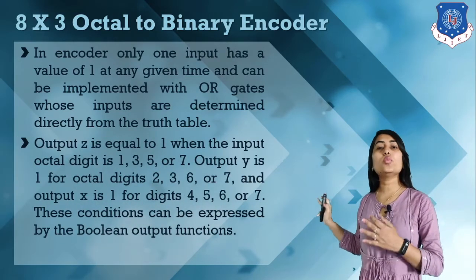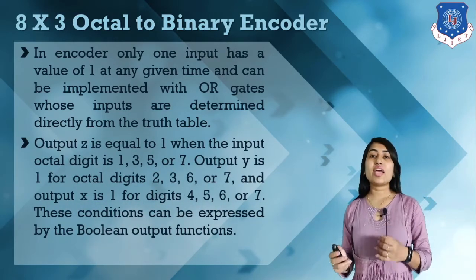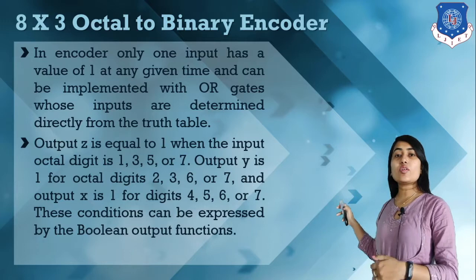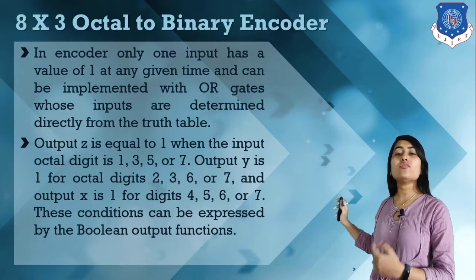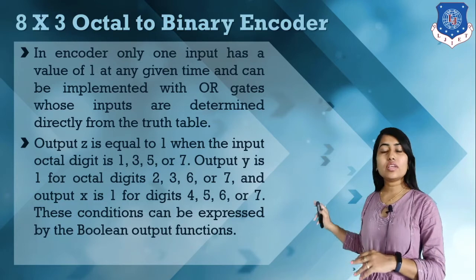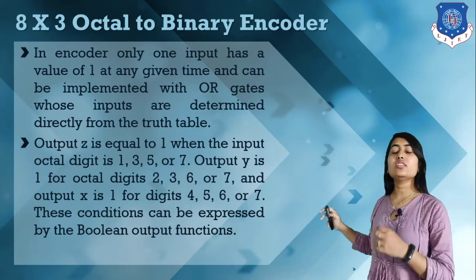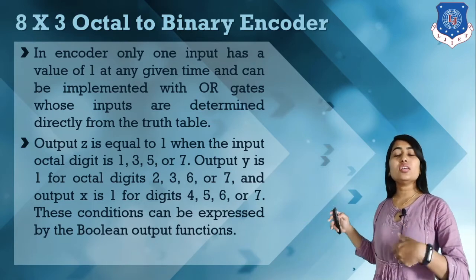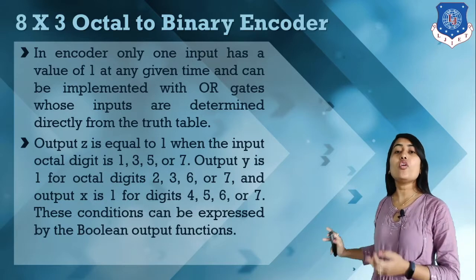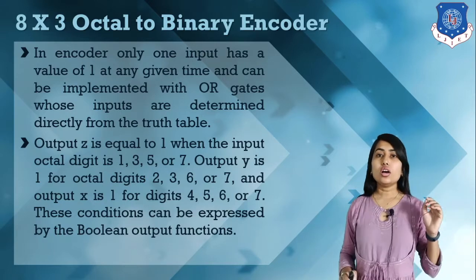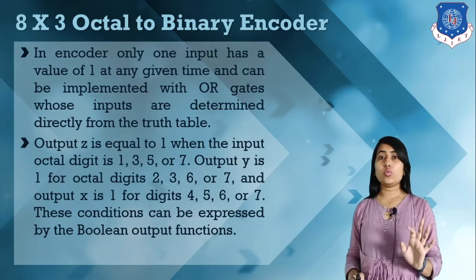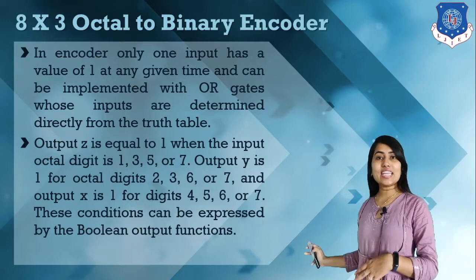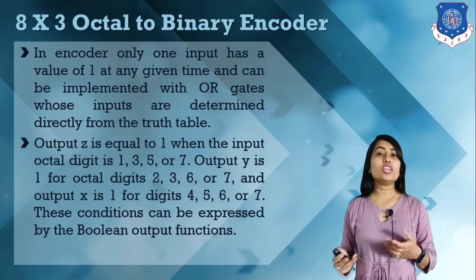Here the output z is active high whenever the D1, D3, D5 and D7 bits are 1. So whenever 1, 3, 5, 7 are equal to 1, we have the output Z. Then for Y, when 2, 3, 6, 7 are equal to 1, we have the output Y, and the X output is for 4, 5, 6, 7. So whenever D4, D5, D6, D7 is equal to 1, we have X. By making logical expressions for these conditions, we can design our 8x3 encoder.